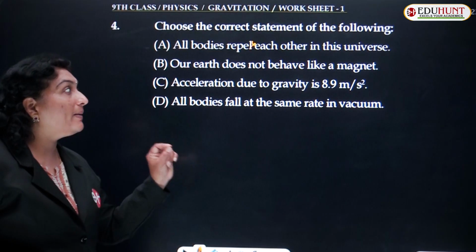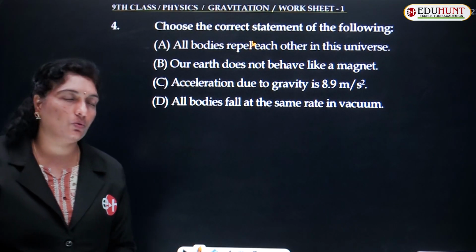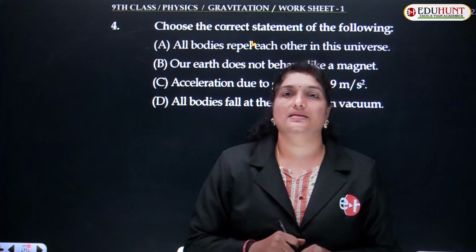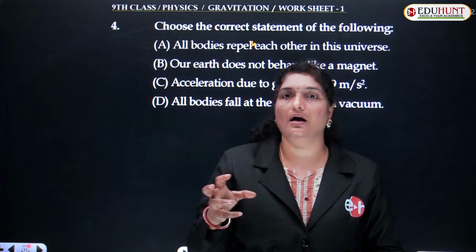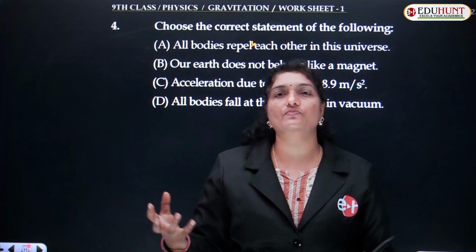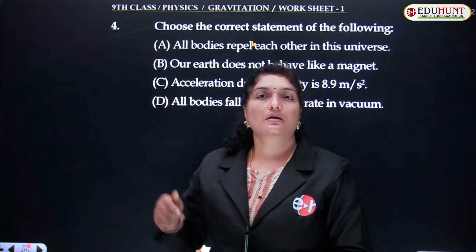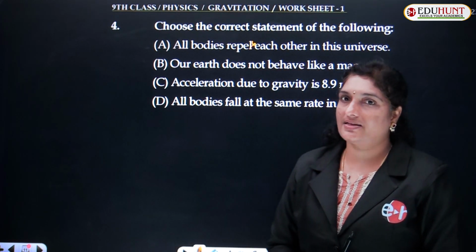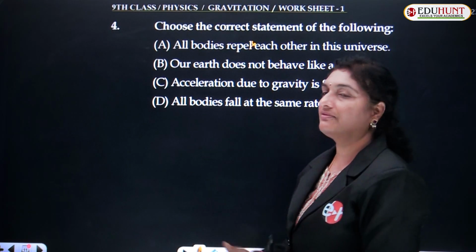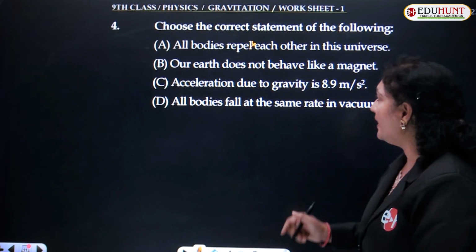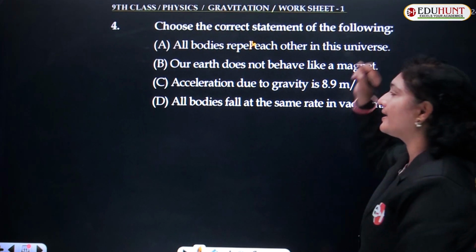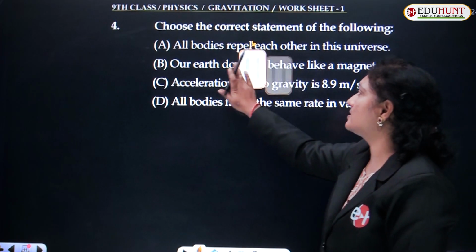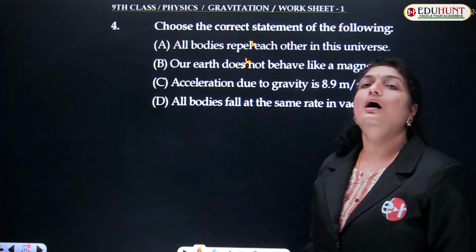Our earth does not behave like a magnet? No, definitely. Earth attracts all the terrestrial bodies. That means as earth is pulling all the objects towards its center, it has an attractive property. Since it has an attractive property, it behaves like a huge magnet. Hence, our earth behaves like a huge magnet, but what was given, that it does not behave like one, is a wrong statement.